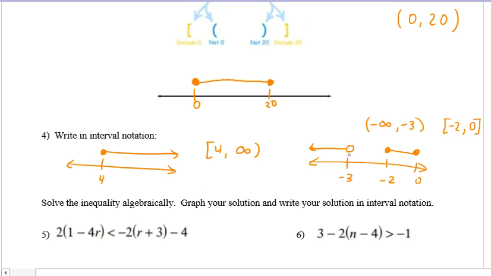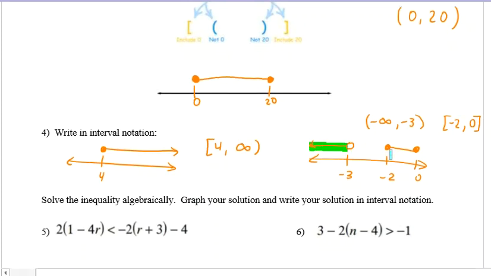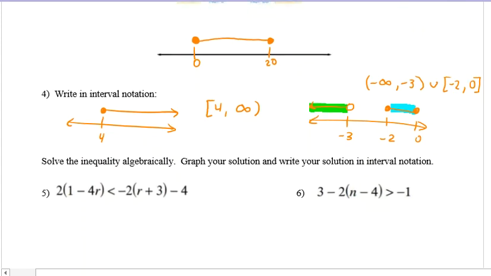Now, since this is set up as 2 intervals, because there are 2 pieces, right? I have this green piece, and then I also have this blue piece right here. Because I have it set up as those 2, we're going to put a little U in between them, and that represents the union of those 2 sets.